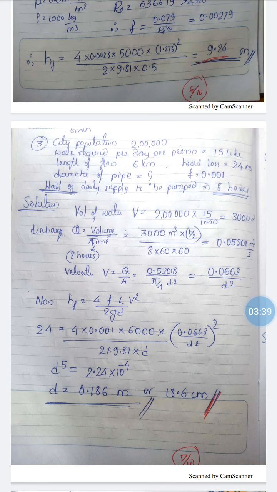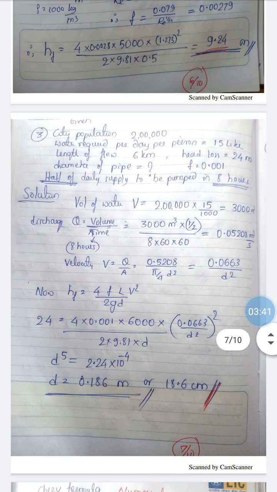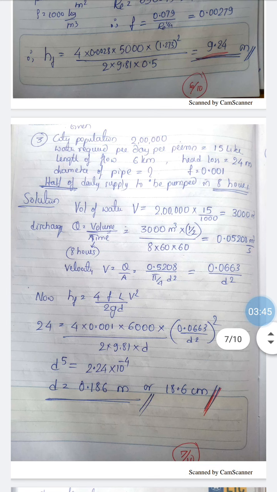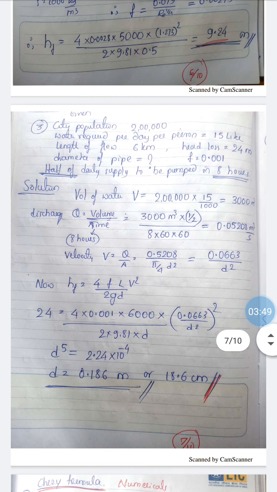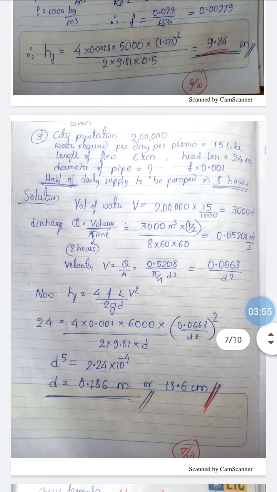Let's see. So if you see in this problem, if I use hf is equal to 4fLV square by 2gD, hf is given, f is given, L is given, D is unknown, and V is also unknown. Where velocity is Q by A, Q has to be found out. Area of the pipe again includes diameter. So except V and D, the remaining three parameters are known.